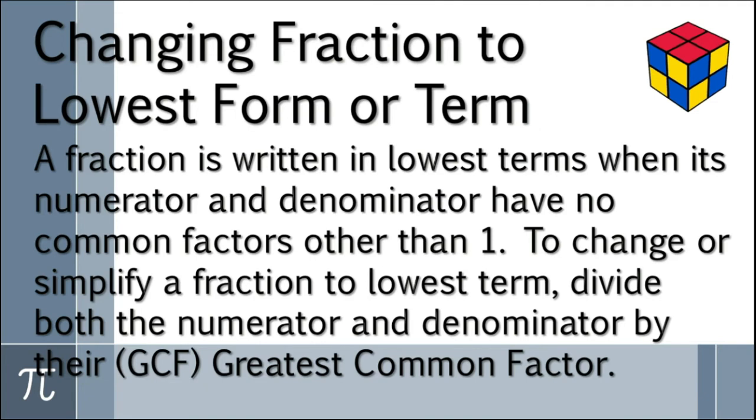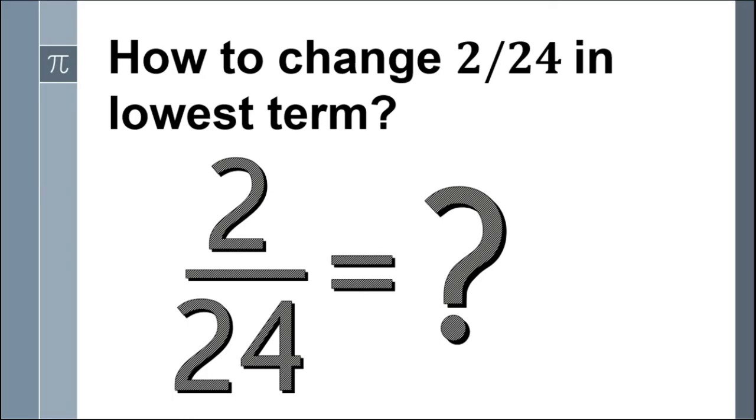Susunod natin topic, changing fraction to lowest form of term. A fraction is written in lowest terms when its numerator and denominator have no common factors other than 1. To change or simplify a fraction to lowest term, divide both the numerator and denominator by their GCF or greatest common factor. So how do we change 2/24 to lowest term? Ano gagawin?